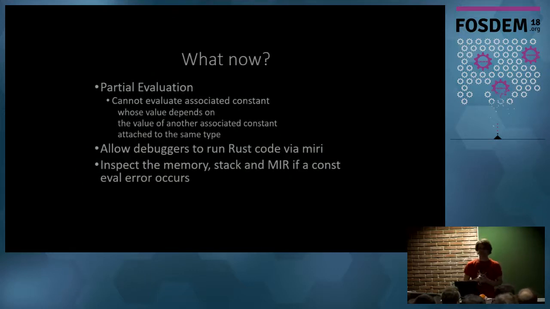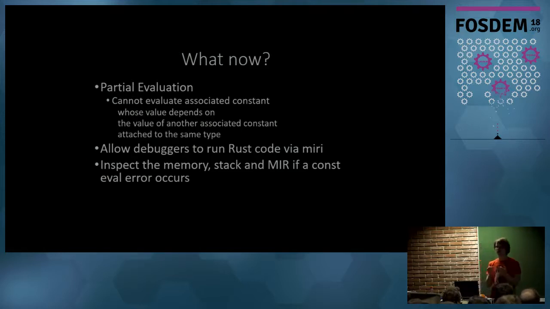There are still some things that we need to do in the future. For example, there are some very complex things when people start using associated types and associated constants. Technically these things are all right, but Miri will just say, sorry, this is too complex for me. The old const evaluator said the same thing, so we're not losing any features here. But with Miri, we can actually start doing these things. We can think about how we are going to do this. We have a structured way to approach this.